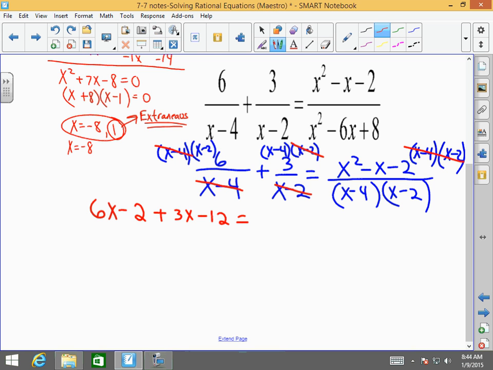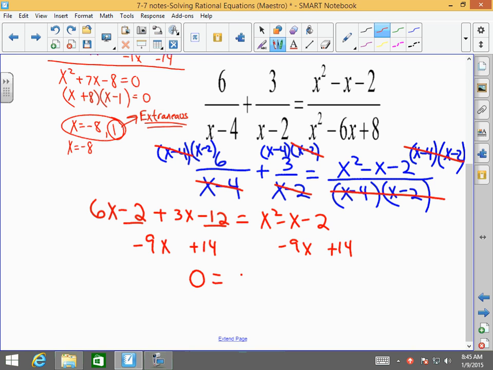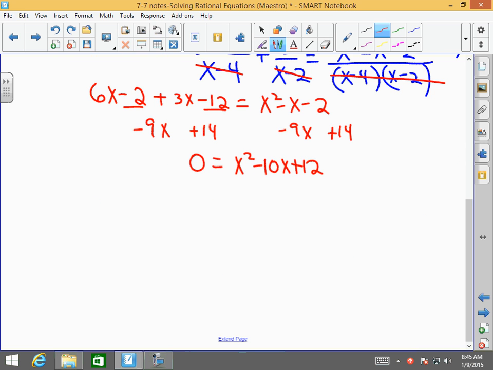Here, this cancels out the whole entire denominator. I'm left with x squared minus x minus 2. Go ahead and set up a trinomial again. 6x and 3x is 9x, so I'm going to subtract 9x from both sides. And negative 2 and negative 12 is negative 14, so I'm going to add 14 to both sides, leaving me with 0 equals x squared minus 10x plus 12. Does that make sense? Yes, sir.